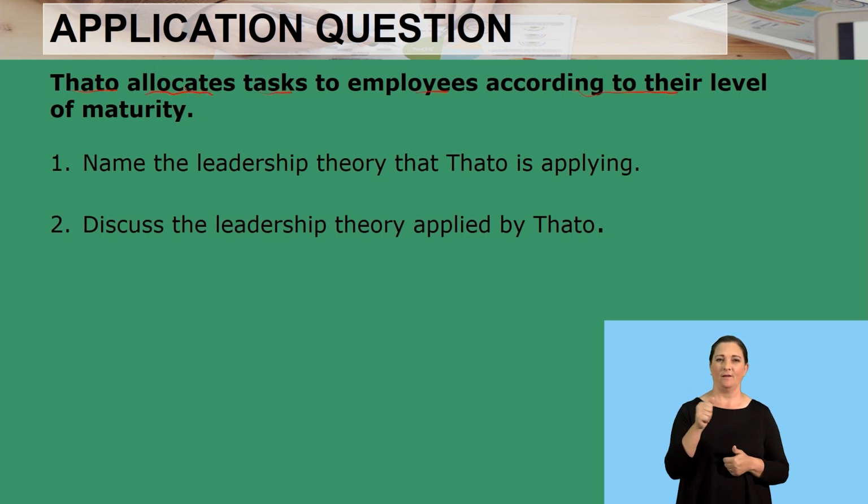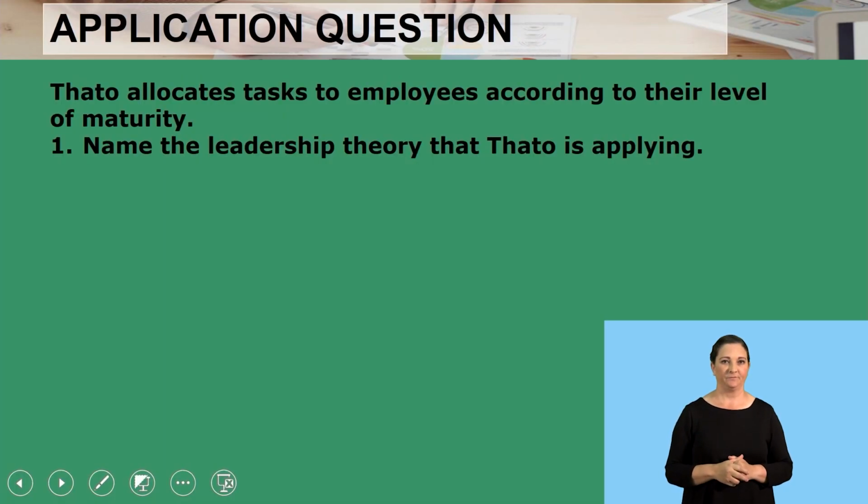When TATO as a leader allocates tasks to employees according to their level of maturity, TATO is applying a particular leadership theory, a theory that focuses on checking the situation. Hence, we will call that theory situational theory, because it has to do with checking the level of maturity, which is a situation for TATO as a leader, because TATO would be interacting with the subordinates or employees on a day-to-day basis, so that he checks the level of maturity. However, the follow-on is to explain the theory.